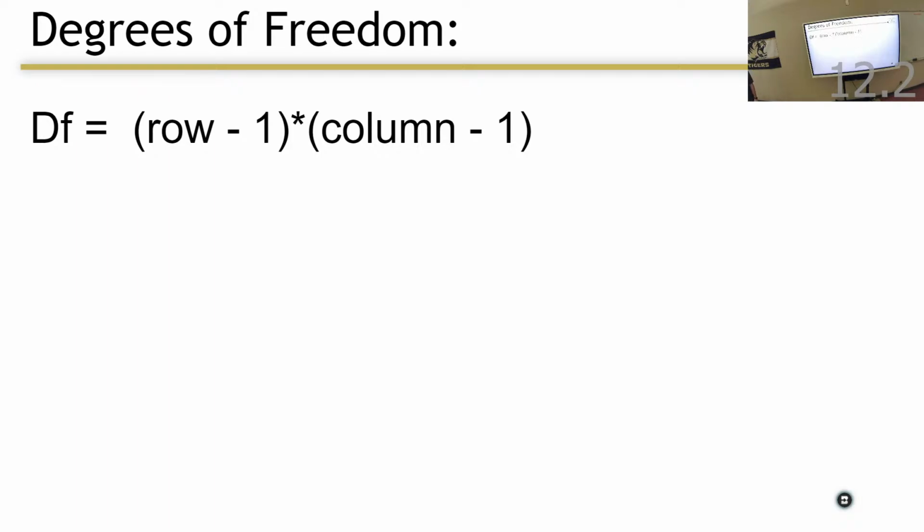For the test of homogeneity, you're going to take however many rows there are and subtract 1, and however many columns there are and subtract 1, and you're going to multiply those two together. Don't include the totals as a column.